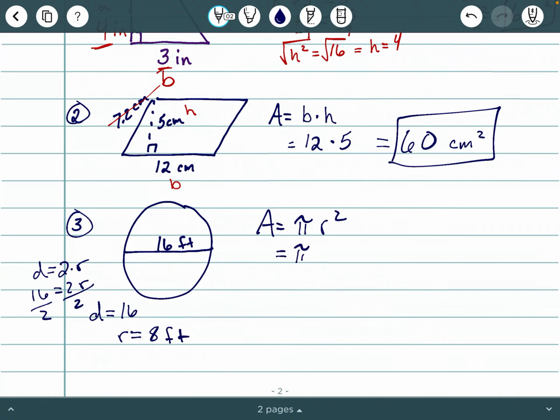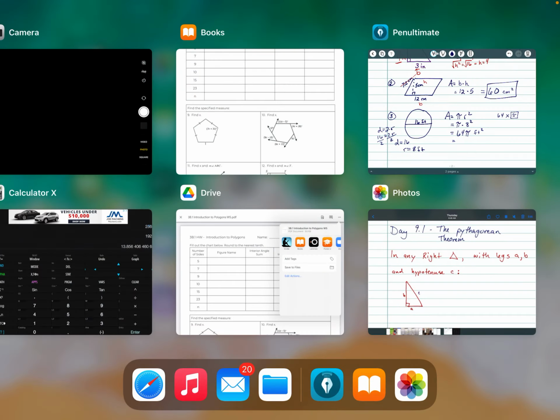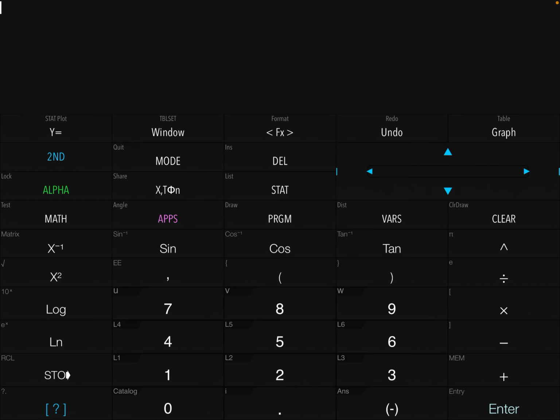So my area is pi times my radius of 8 squared. So I'm going to do the 8 squared first. 8 squared is 64. Just kind of flip these around. I could actually leave my answer as 64 pi square feet, but we're going to go ahead and round this out with a value used for pi. So we're going to go to our calculator and we're going to type in 64 times the pi button. We're not going to use 3.14. We're actually going to use the pi button on the calculator.